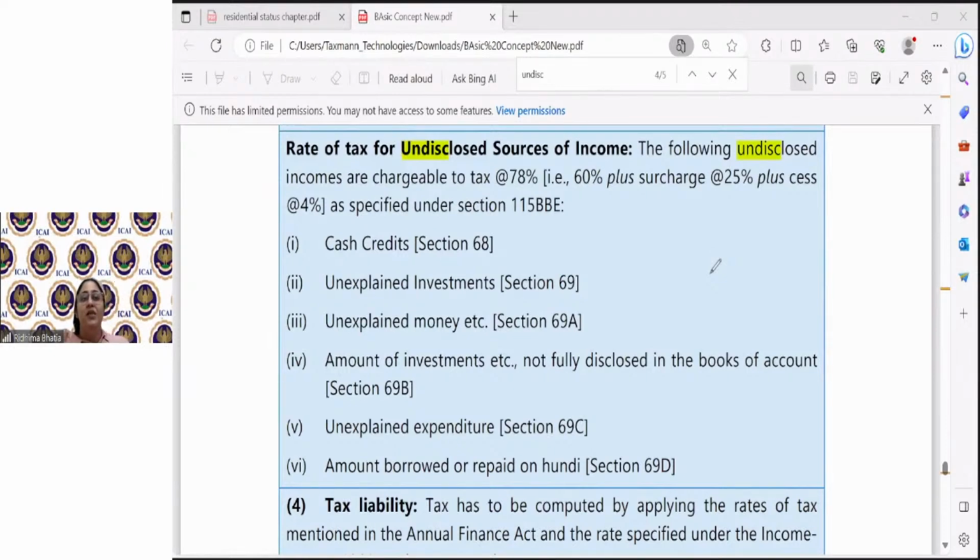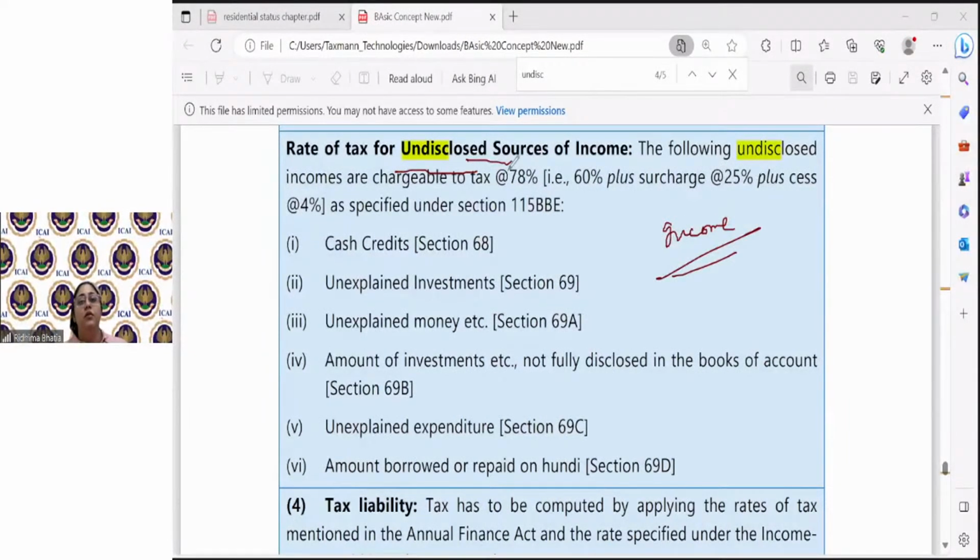If you're unable to explain the source of it, it becomes an undisclosed source of income. Because if you can't tell the source of the expenditure you made, for example, where it came from, and if there is any money found with you, what is the source of the money? Even if you've explained it, but it is not a satisfactory reply, the government treats that part as income. The income tax officer considers that part as your income.